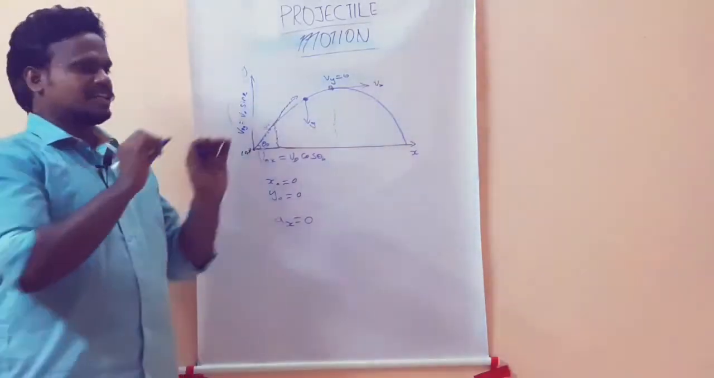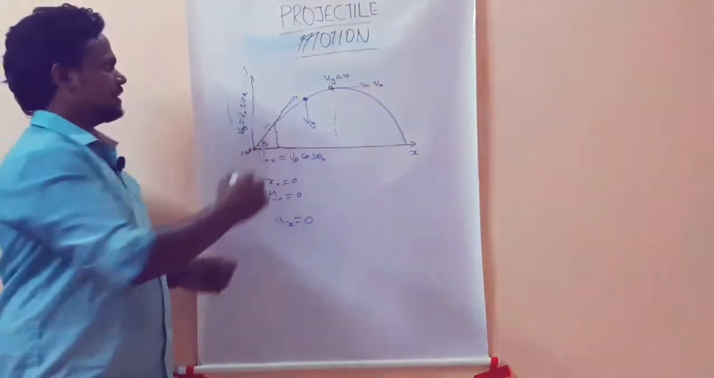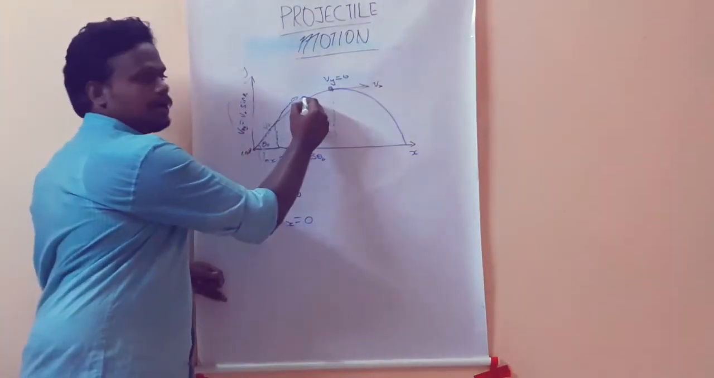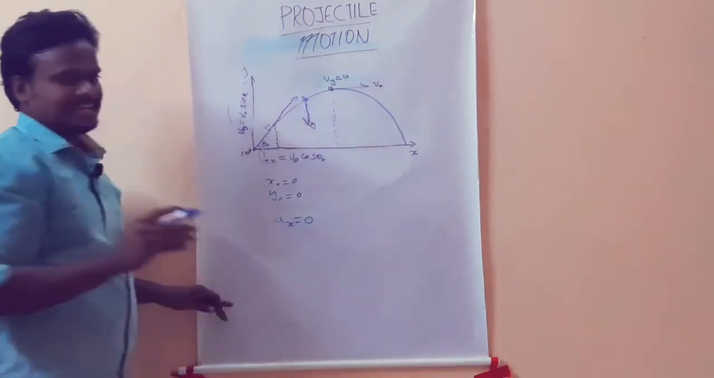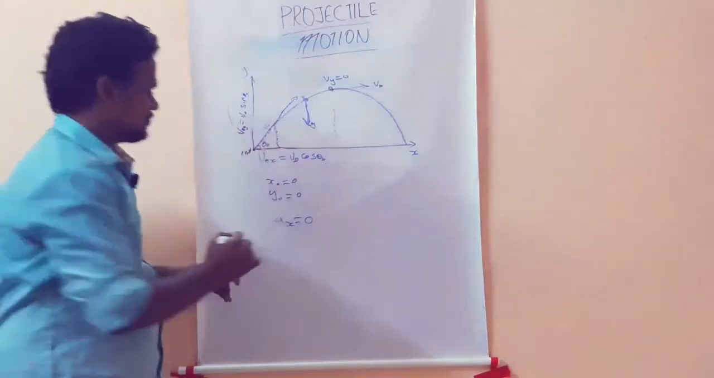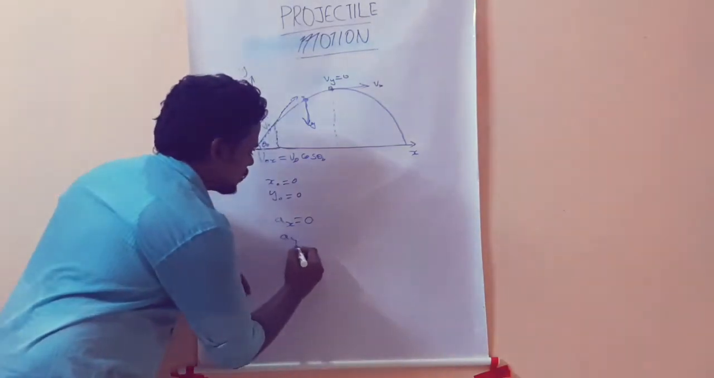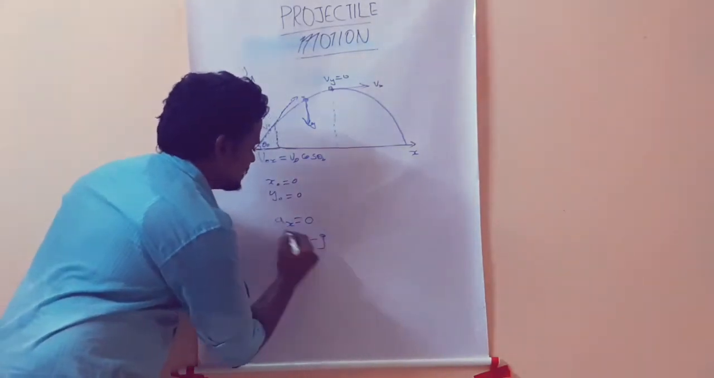Now, the acceleration along the y-axis is nothing but gravity. If you have an object here, gravity will act downwards, right? Therefore, it is acting in the negative y direction. We can write the acceleration along the y-axis, ay equal to minus g.